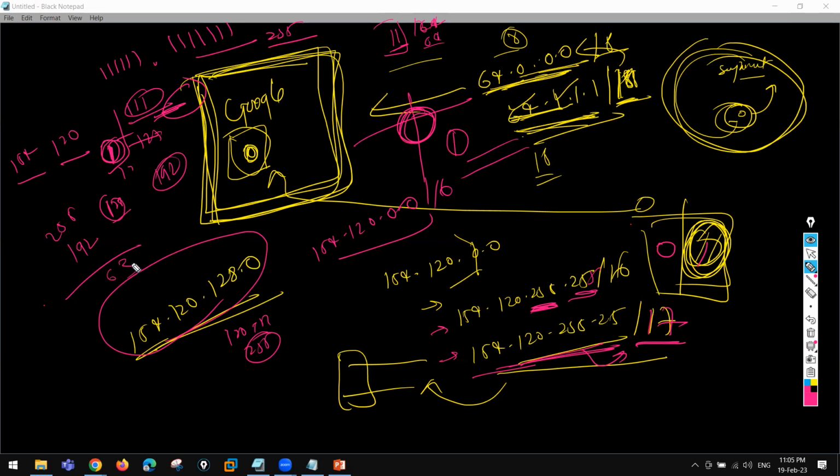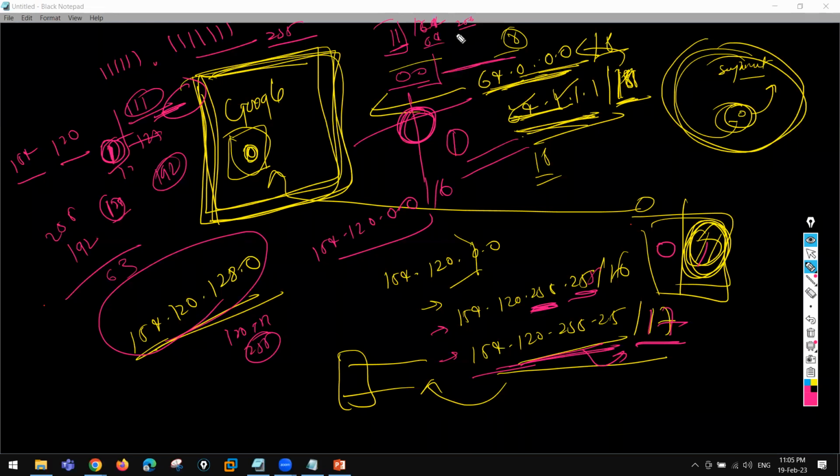What I'm saying is, if we borrow 2 bits, then what would be the remaining number of host bits available? Don't use that 256 minus 64 method. Don't use that method.